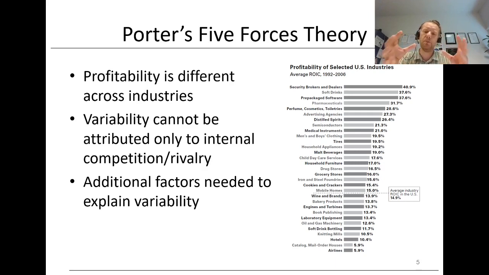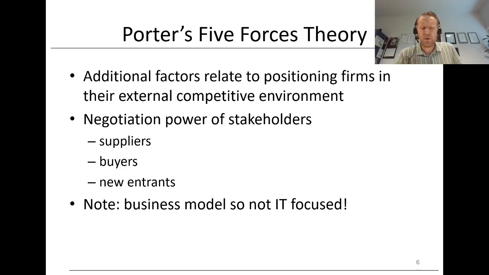And Porter wanted to understand what makes these industries really profitable or not profitable at all. What are the forces that impact the profitability of a specific type of industry? Starting from this key insight that profitability is different across industries, Porter quickly found out that the variability between those profitability numbers cannot only be attributed to internal competition and rivalry. We should not only look at the internal industry structure and at who our competitors are. Porter took a broader perspective and said there are additional factors that explain the variability in those profitability numbers. He said we should investigate the factors that relate to the positioning of the firms in their external competitive environment.